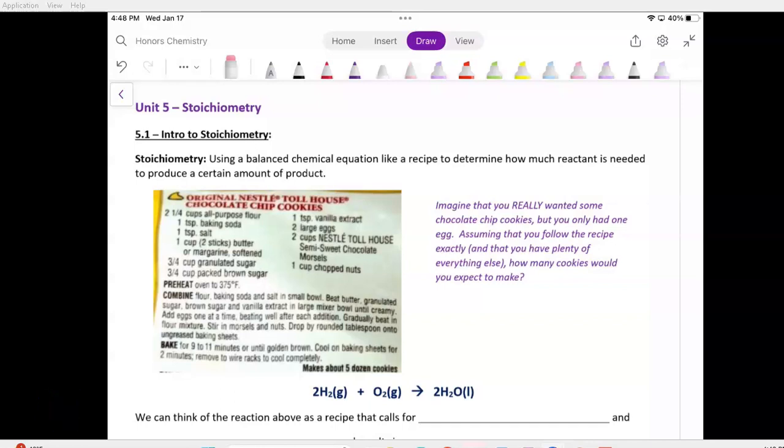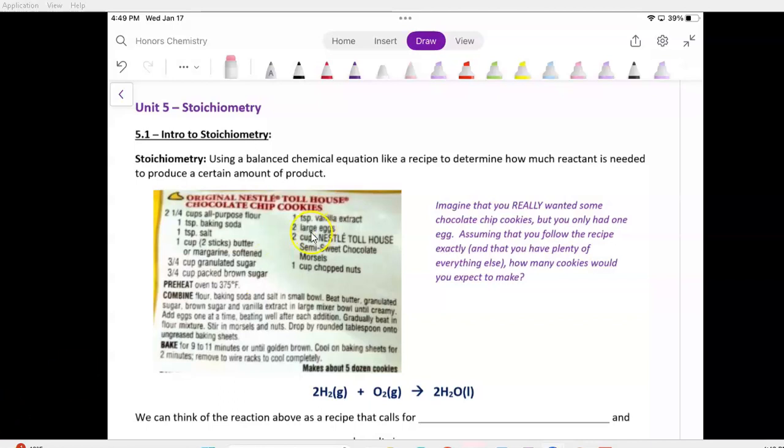All right, so to introduce stoichiometry is essentially just using a chemical equation like our recipe. So you can figure out how much product you're going to get from a certain amount of reactant or how much reactant you need to make a certain amount of product.